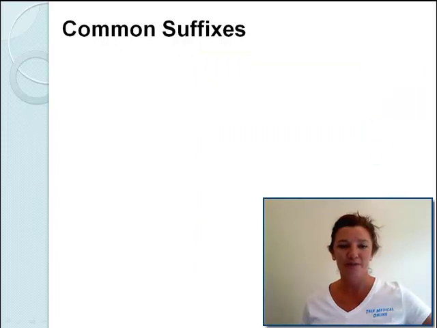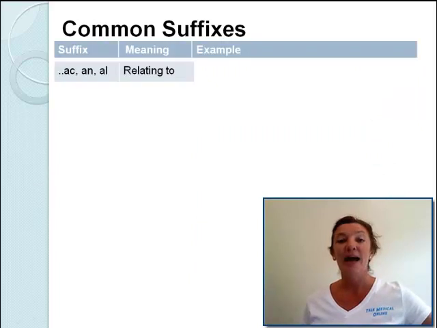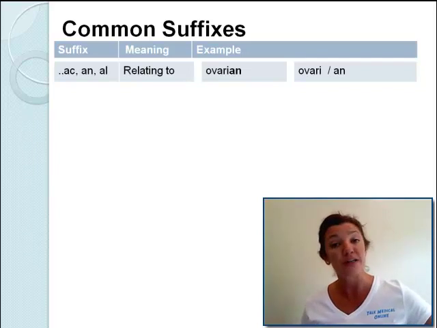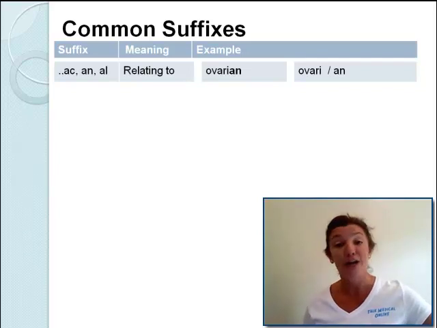Let's look at some more common suffixes. Ac, an or al at the end of a word means relating to. So ovarian, let's break it down. Ovary, break, an, means relating to the ovaries. So for example, you could have ovarian cyst or ovarian cancer.